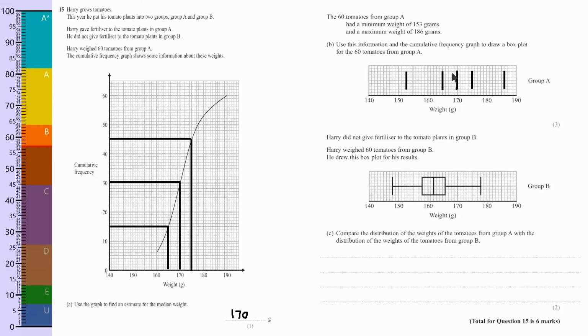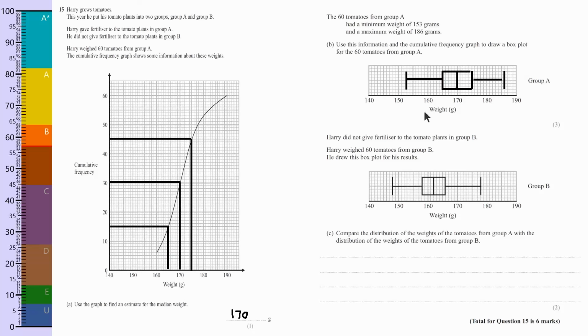Okay, it's not fully drawn yet because we need to join these up at the top, and we need to join these up to the whiskers. And that will be what the finished box plot will look like. So it's 153 for the minimum, 165 for the lower quartile, 170 for the median, 175 for the upper quartile, and 186 for the maximum point.